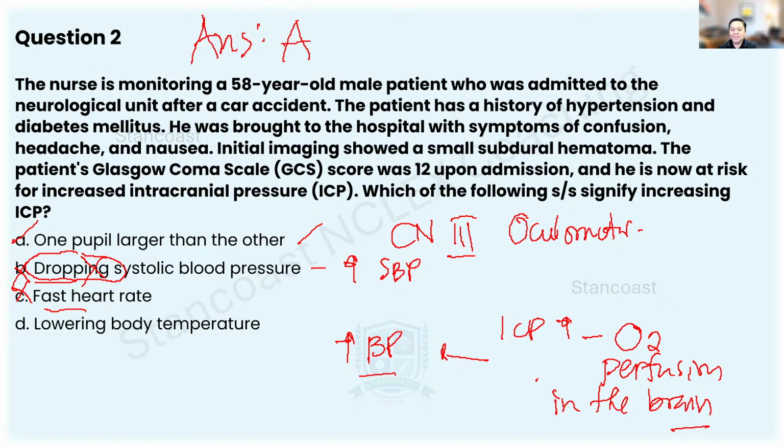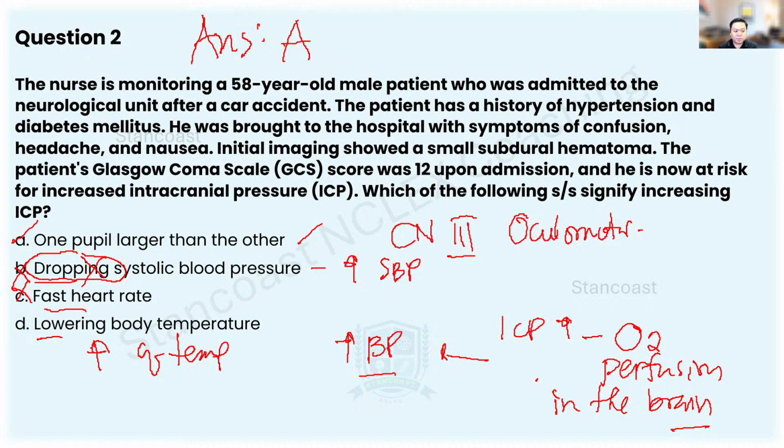What else? Lowering body temperature. Remember that our patient will have elevation of temperature instead of hypothermia, right? Hyperthermia is known in our patient with the increasing ICP because of the hypothalamic dysfunction. Alrighty, so please take note, guys.